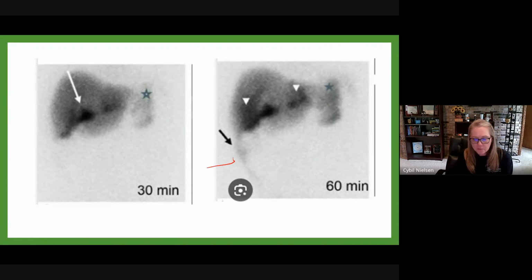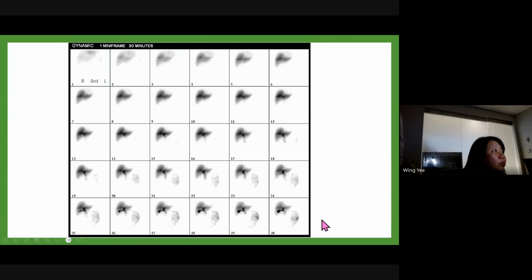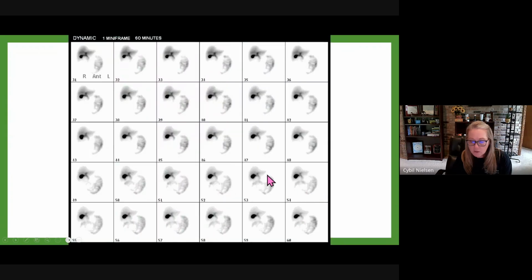All right, so here's another biliary leak. Here's 30 minutes of imaging. What do you see? There's uptake in the duodenum. So we're seeing liver, gallbladder, and bowel. At this point, the only thing we know is it's not acute. It's either chronic or normal.